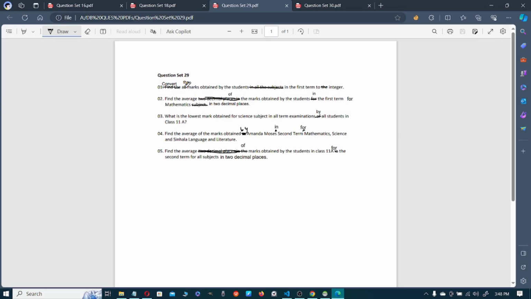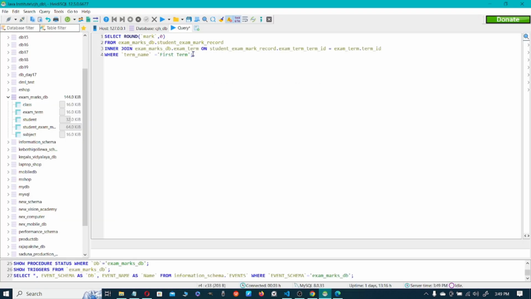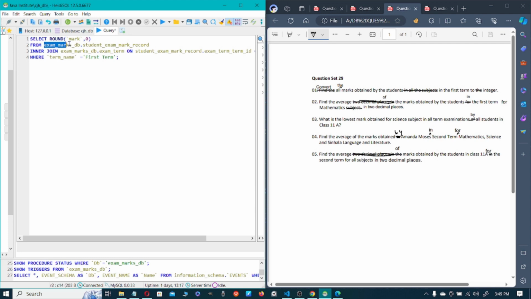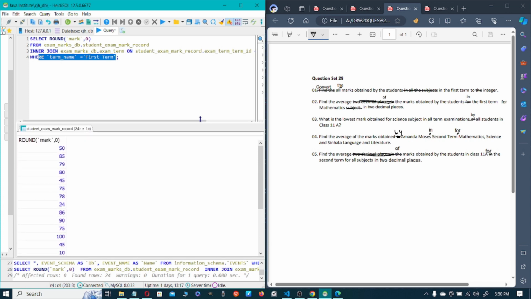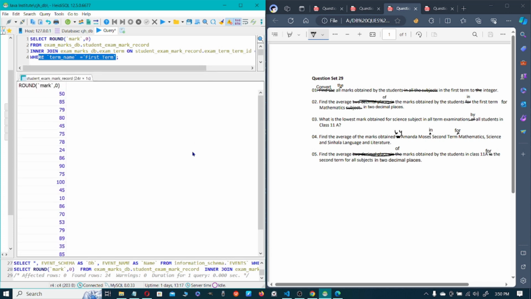The first question: convert all the marks obtained by the students in the first term into int. This should be the relevant query for the first question. We have inner joined the exam mark record table and the exam term table, and we have given the condition term name equal first term. Let's execute the query. The answer would be like this. Let's move to the next question.